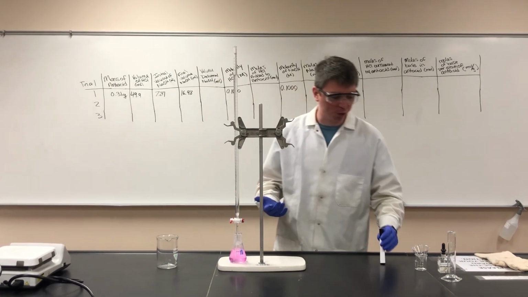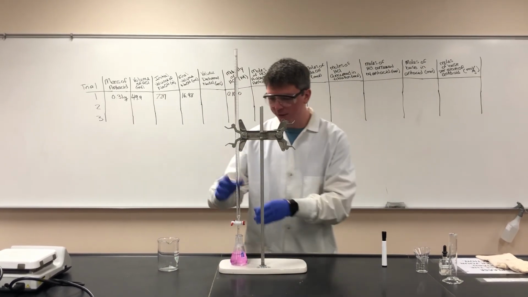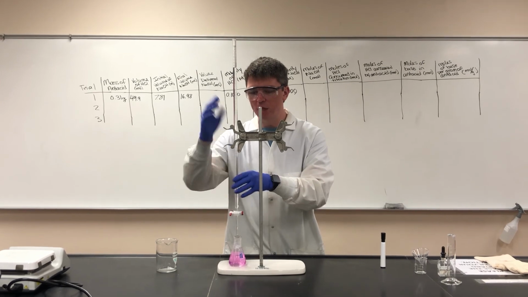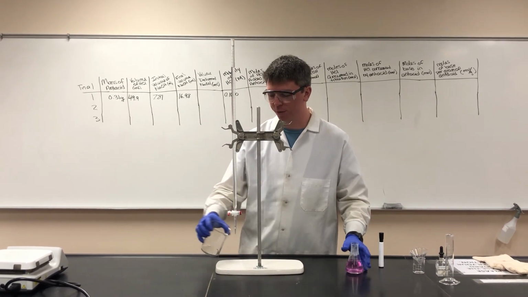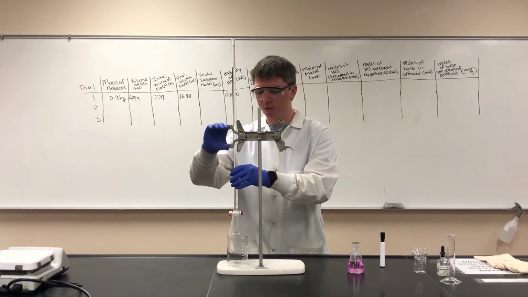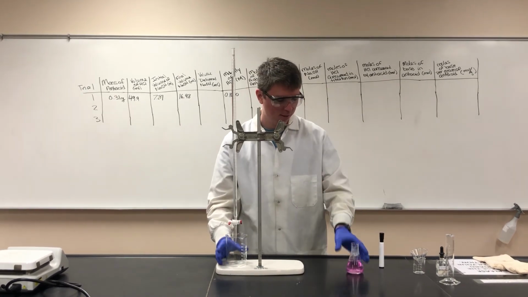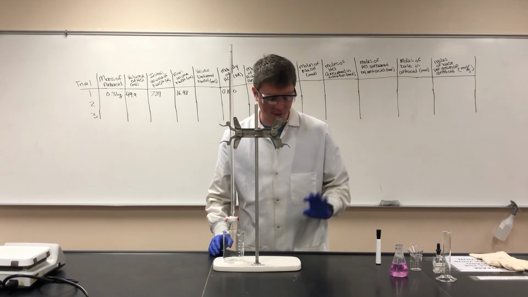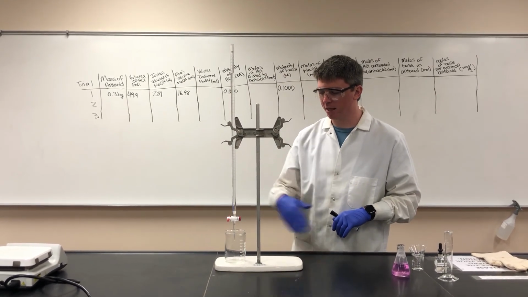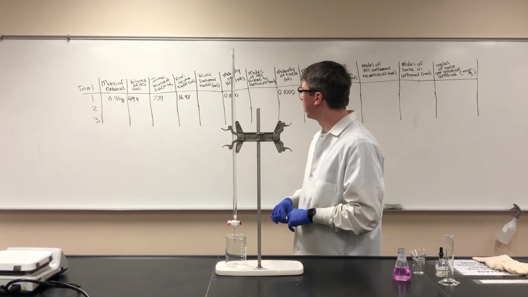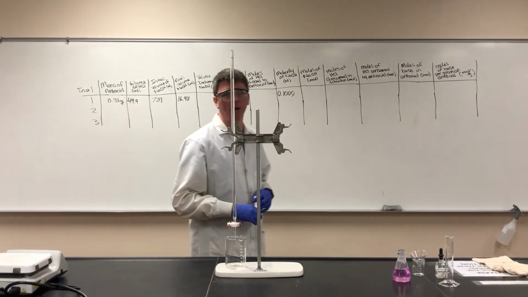If you were doing multiple trials, so if you were in class doing this, you could then use your current volume to start trial number 2 and 3 and so on until you're done. Since I'm only going to do one trial, I'm going to set all of this off to the side, put my waste beaker back under it just in case any drips out, and go ahead and start doing the calculations.